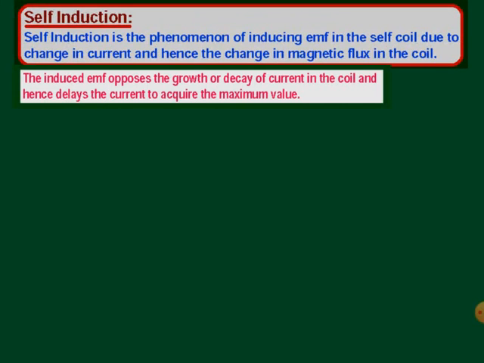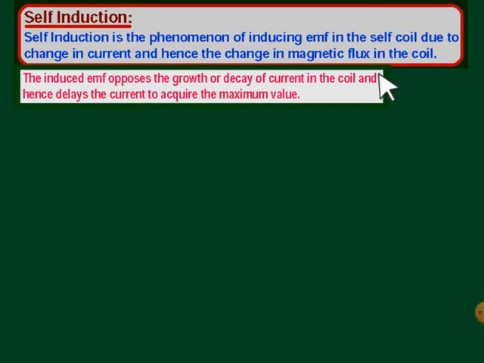Now, self-induction. Self-induction is a phenomenon of inducing EMF in the coil itself due to the change in the current and hence the change in the magnetic flux in the coil. That means if there is any change in the current given to this coil, then due to that change in the current, there will be a change in the EMF developed in the coil itself. Got it? So self-induction is a phenomenon of inducing EMF in the coil itself due to the change in the current and hence the change in the magnetic flux in the coil.